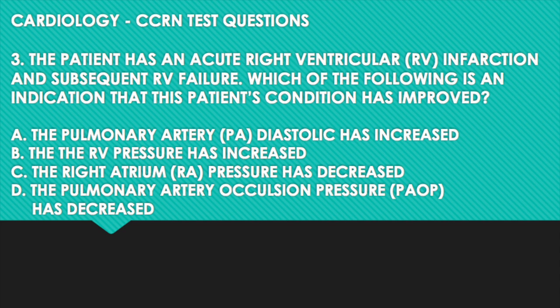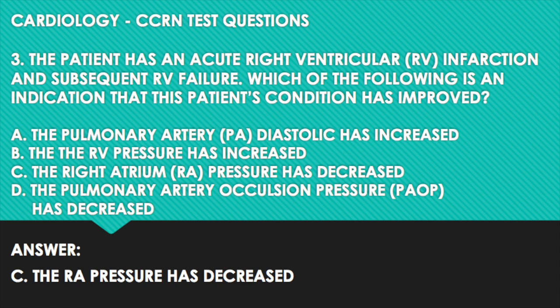Okay, question number 3. The patient has an acute right ventricular infarction and subsequent right ventricular failure. Which of the following is an indication that this patient's condition has improved? A, the pulmonary artery diastolic has increased. B, the right ventricular pressure has increased. C, the right atrium pressure has decreased. Or D, the pulmonary artery occlusion pressure has decreased. It's also known as the wedge pressure.